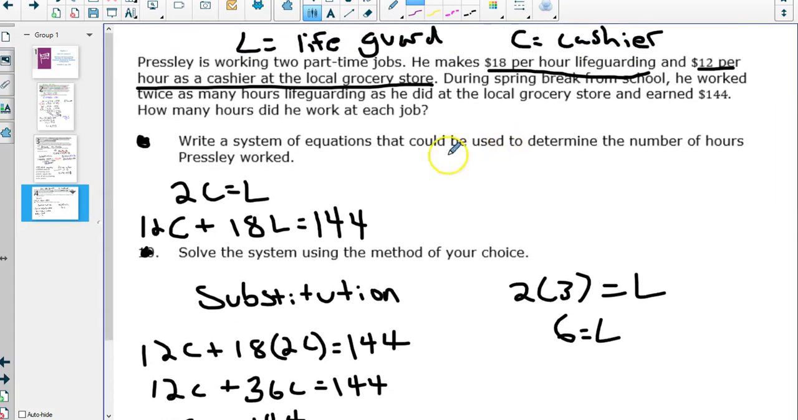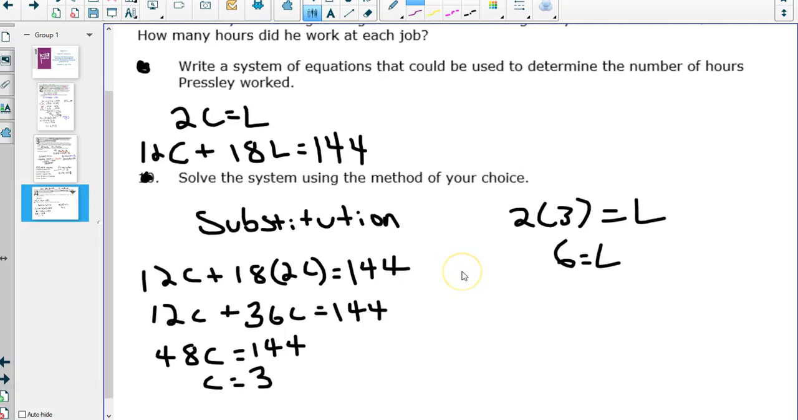The equations we set up: we have twice as many hours as a lifeguard as a cashier, so 2C is equal to L. And we have that he was making $12 an hour as a cashier, so per hour, we have 12 times C, plus $18 per hour as a lifeguard, so 18 times L, was equal to the total amount he made, 144. I chose to use substitution here because we have an equation that's already equal to a variable. 2C is equal to L, so I plugged 2C in for L, and then we can solve for C.